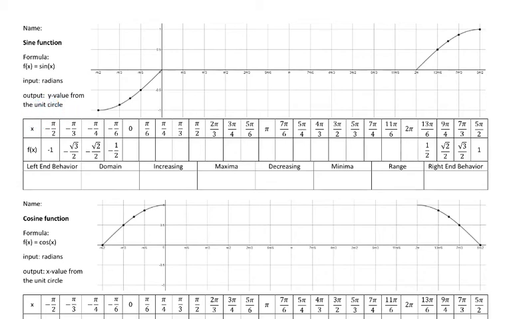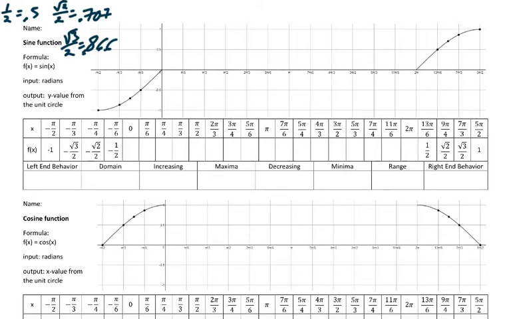Before we get into this, just a brief reminder: 1/2 is about 0.5. Rad 2 over 2 is going to be about 0.707. And rad 3 over 2 is going to be about 0.866. They're good things to have memorized. So, now for these.